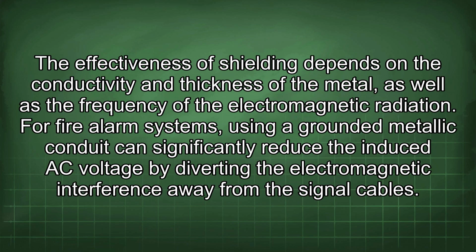The effectiveness of shielding depends on the conductivity and thickness of the metal, as well as the frequency of the electromagnetic radiation. For fire alarm systems, using a grounded metallic conduit can significantly reduce the induced AC voltage by diverting the electromagnetic interference away from the signal cables.